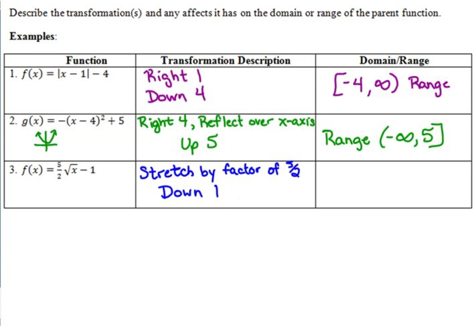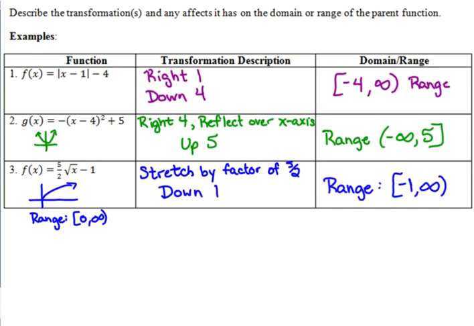Down 1. All right, so square root function, reminder, this is what it looks like. So we've stretched it, so we made it taller, and then we shifted it down 1. So our domain, we didn't move left and right, so the domain didn't change. The range does, though, because we've gone down 1. So now our range starts at -1 and goes to positive infinity, because the normal range is 0 to infinity.